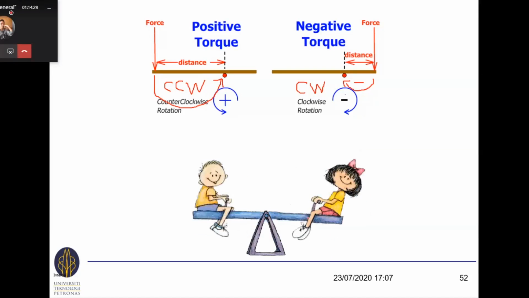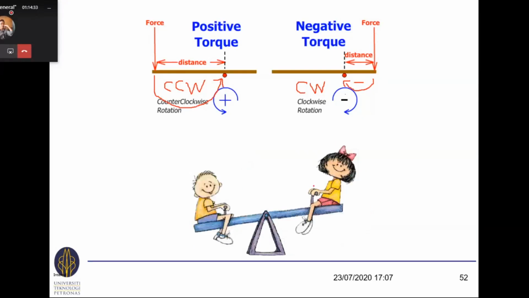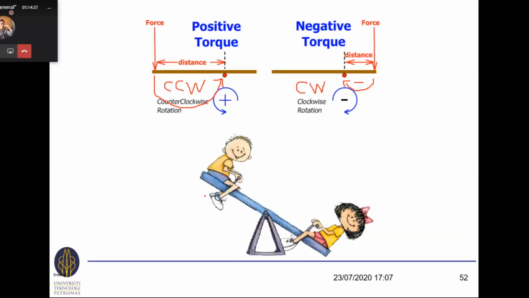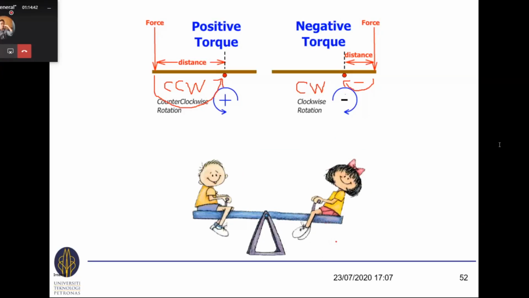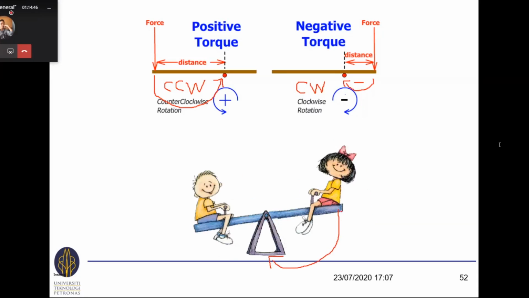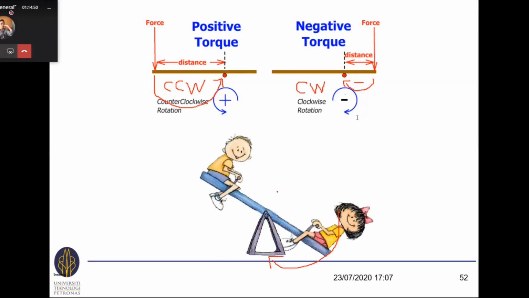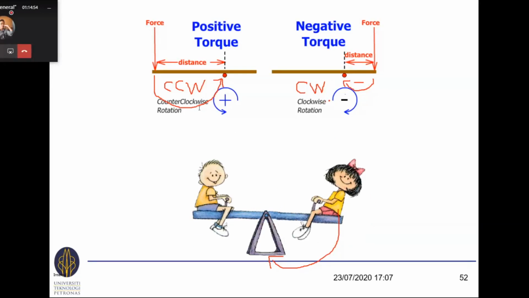So this rotational motion, even though it is not a full rotation, is still rotating clockwise or counterclockwise. You will see the girl here, if she is going down, this refers to clockwise motion. If she's going up, this refers to counterclockwise direction. So please remember, clockwise is negative, counterclockwise is positive.